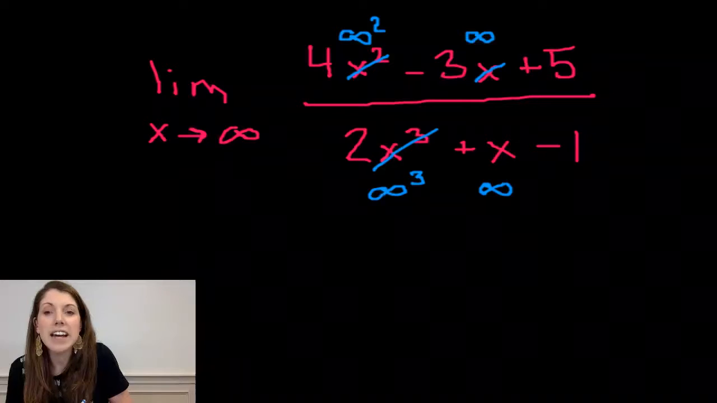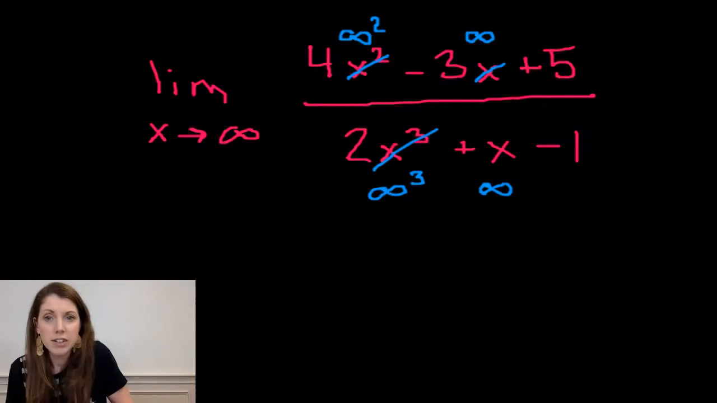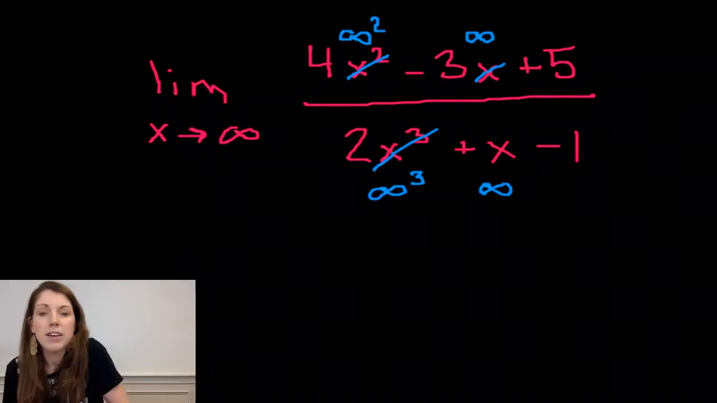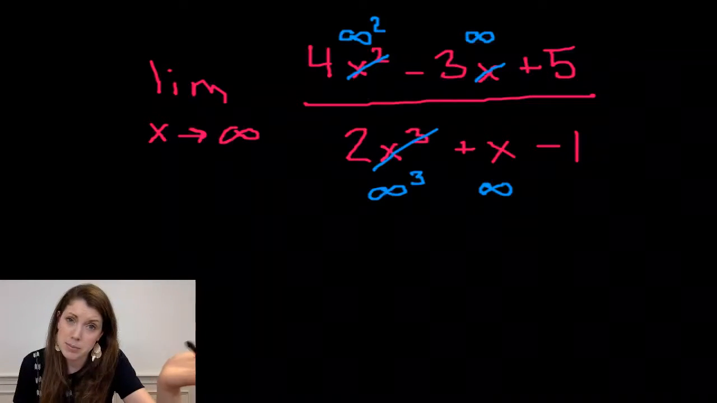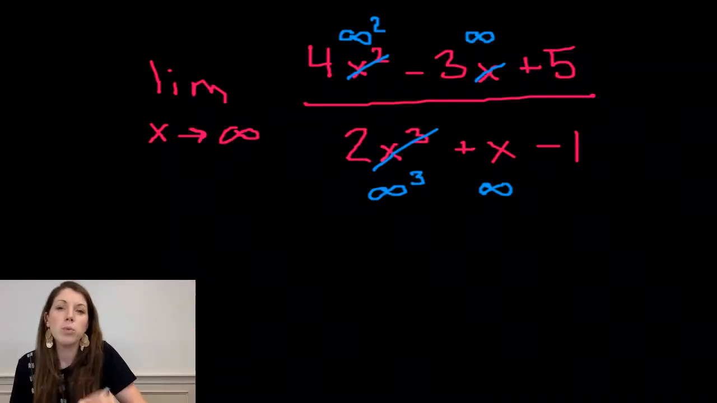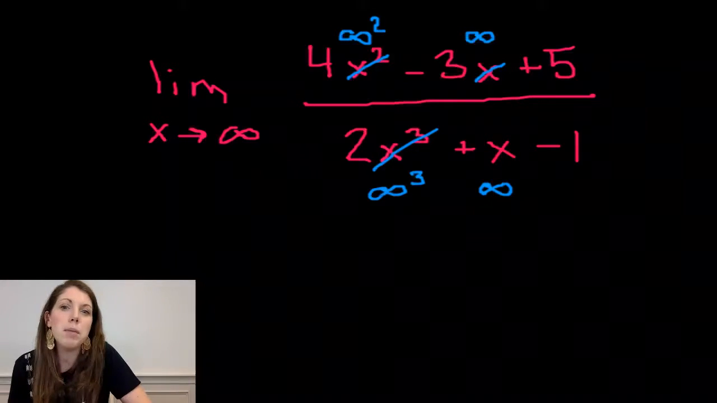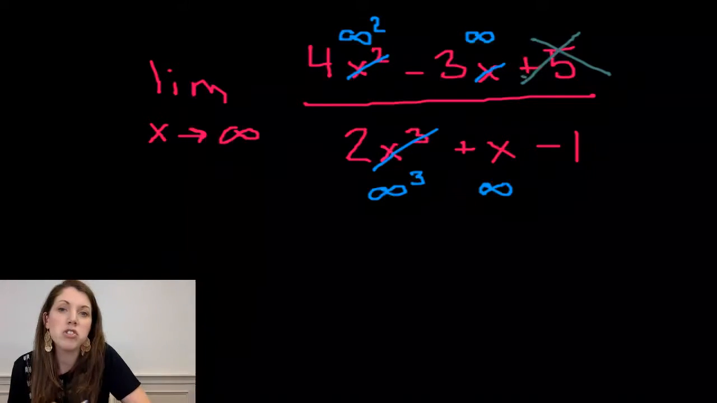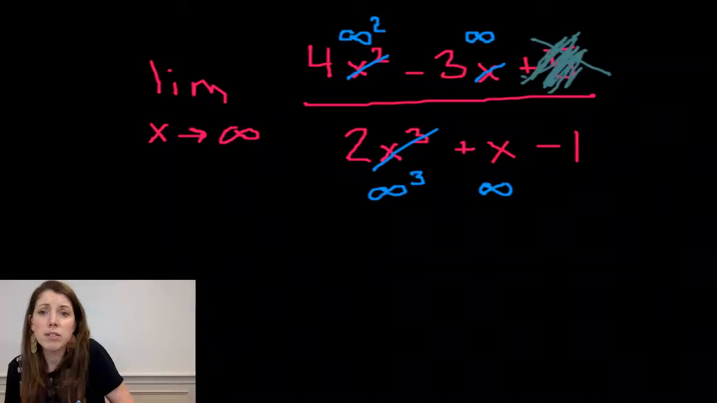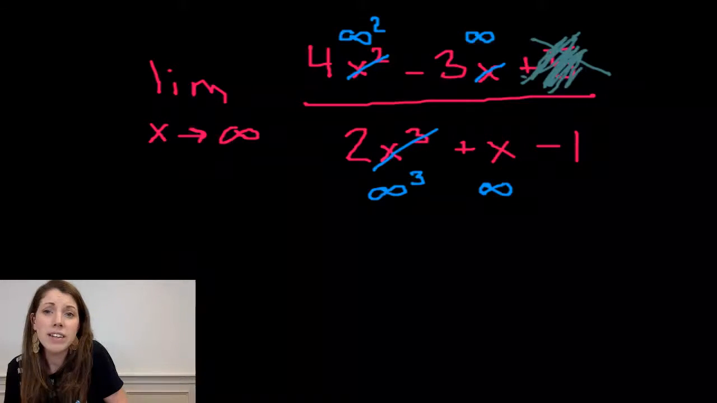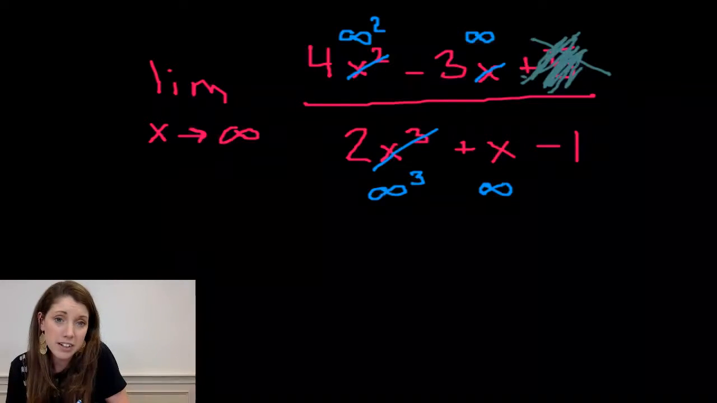Now, in light of all this infinity stuff, on the top, we have to ask ourselves, is plus 5 really going to affect our answer at all? I mean, if we're dealing with infinity squared, plus 5, we're not even going to notice it. So we're just going to make it go away. We're just going to pretend it's not there because it's not really important. It's too small to be important. In fact, on the same note, minus 1, we're dealing with infinity cubed over here.